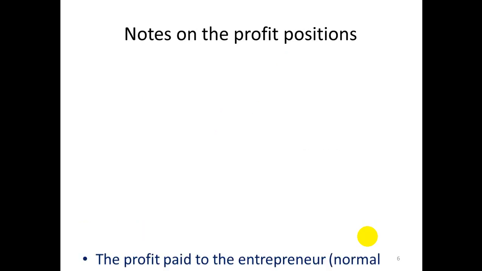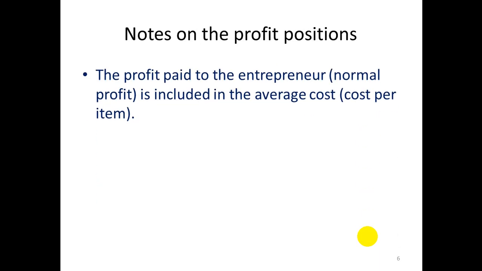Just have a look at some notes on the profit positions. The profit paid to the entrepreneur is the normal profits. That's where you saw him making zero, but it's included in the average cost, or the cost per item. So although it might look like he's making zero already, the opportunity cost has been included in there. So let's say his salary is already included in that normal profits. So he's not making abnormal profits, or profits that are higher than his salary, right? When he's making normal profits, his salary is already included in those normal profits, and that's why we basically call it a profit.